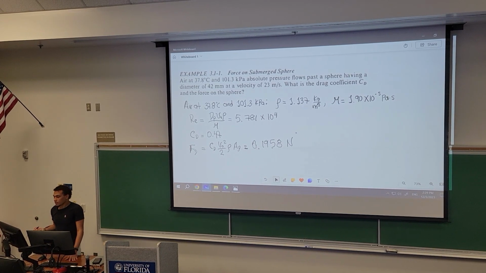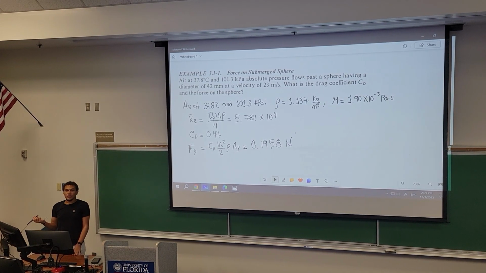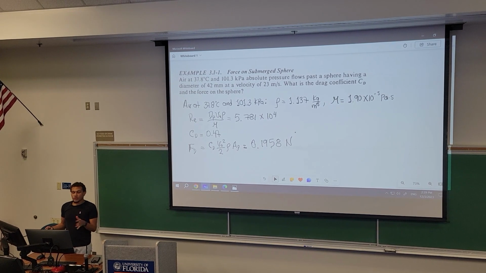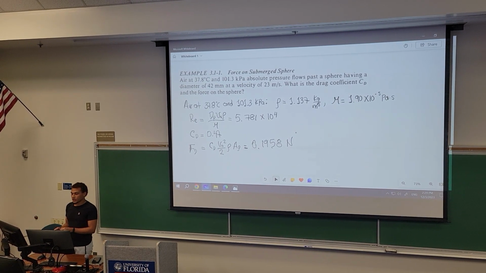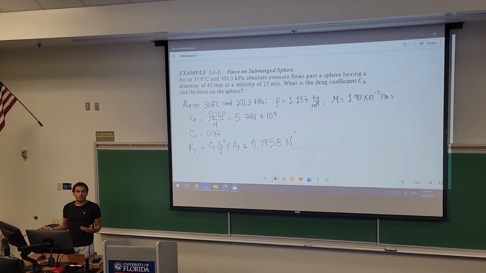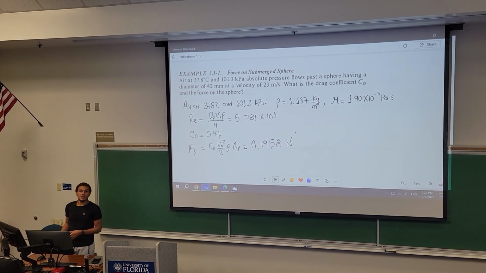It's important to realize that we cannot use the equations derived from the theoretical Stokes law for this example, because obviously the Reynolds number is much larger than 1 and it would not be applicable.